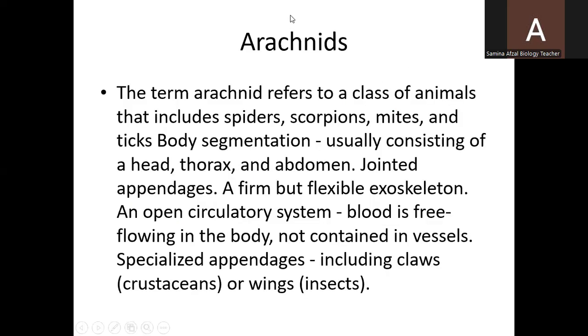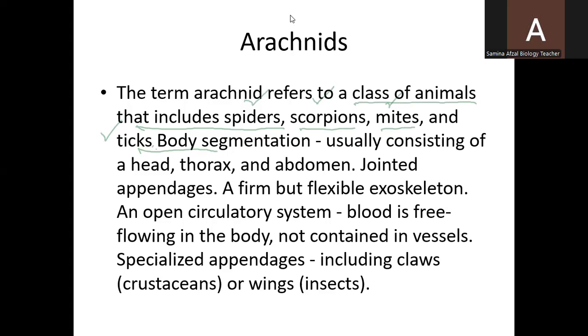Arachnids are another class of arthropoda, and this term refers to a class of animals that includes spiders, scorpions, mites, and ticks. They all have poison inside, so they can bite. It can be harmful for the person.